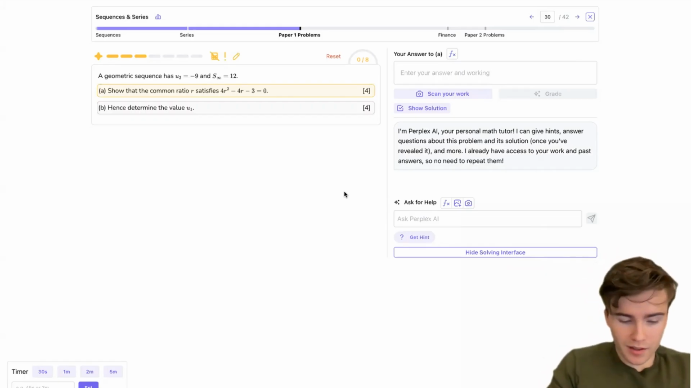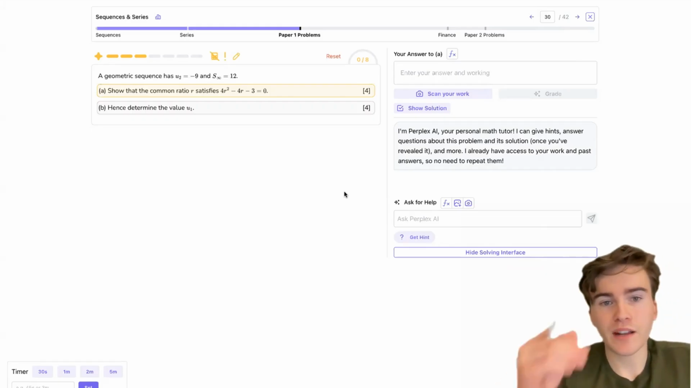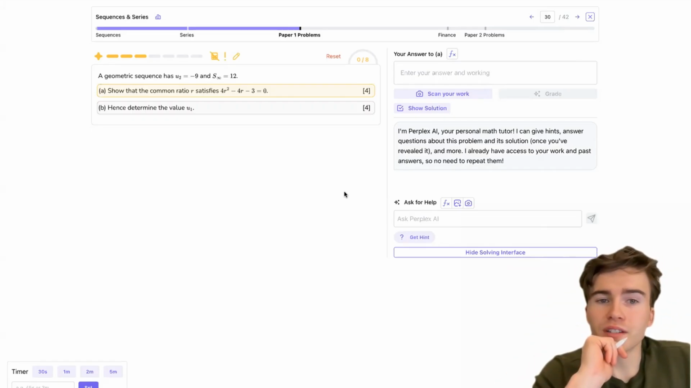So this first problem, we're going to be doing Paper 1s first, so no calculator for the next 45 minutes. But I have a geometric sequence, and U2 is -9, S infinity is 12. And we're asked to show that the common ratio satisfies 4r² minus 4r minus 3.